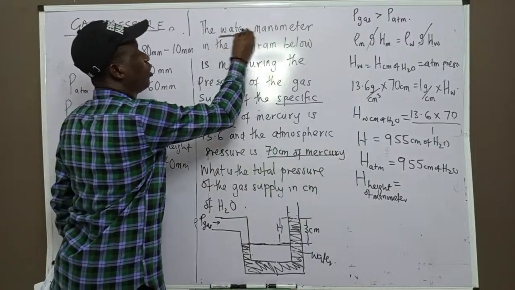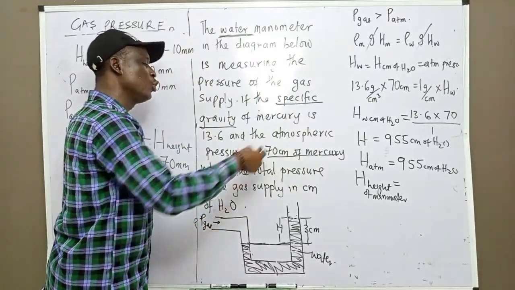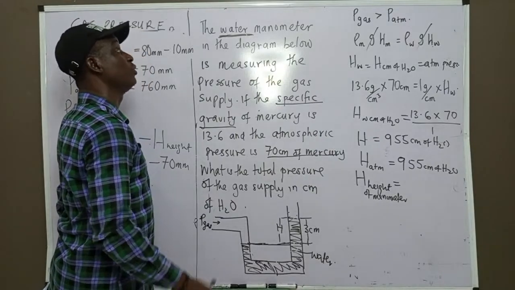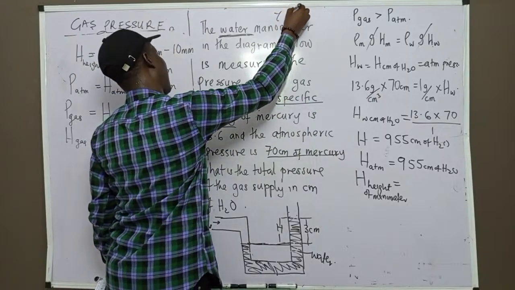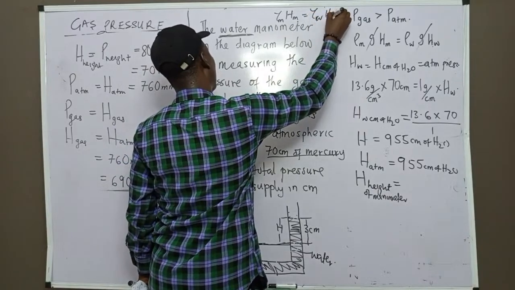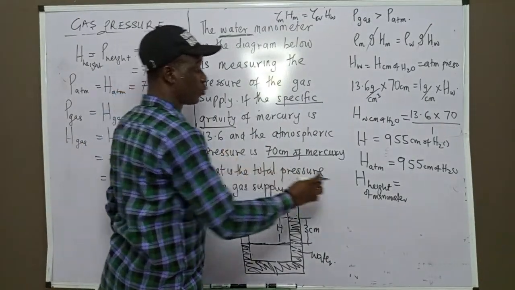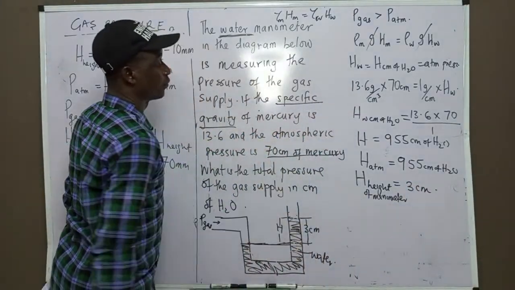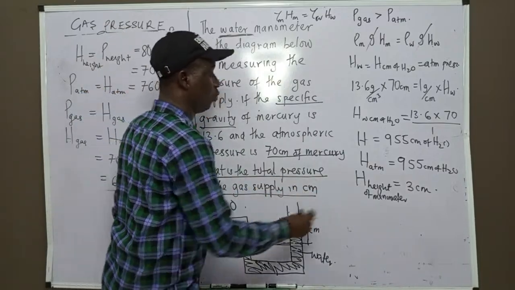And what we are given is water. You cannot use mercury to solve for a water manometer. You rather convert the mercury to water. That's why, if you see some authors, they will not even convert to density. They will use specific gravity times height of mercury, or specific gravity of water times height of water. It's still correct if it's used that way. So in that case, this one will now be 3 centimeter. Don't forget the height is 3 centimeter. And they say we should find our total pressure of the gas in centimeter. So just forget about this.